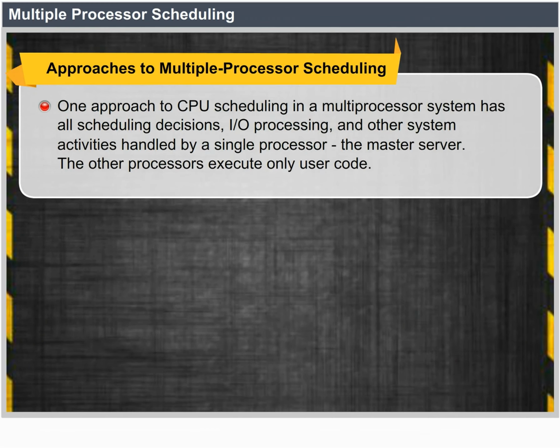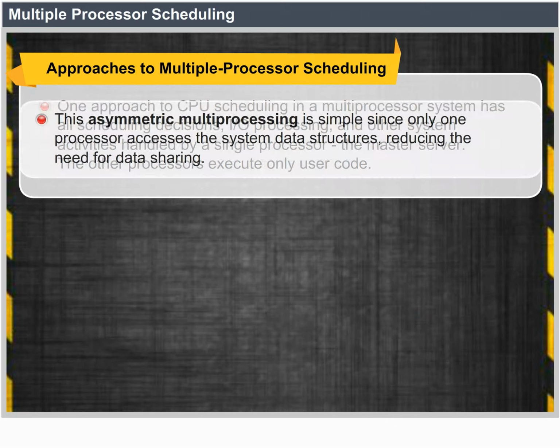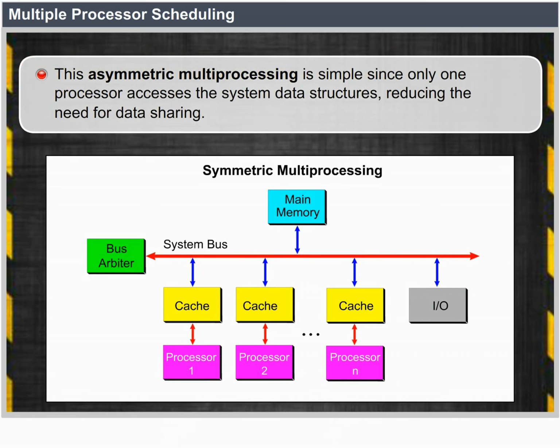Approaches to multiple processor scheduling. One approach to CPU scheduling in a multiprocessor system has all scheduling decisions, input-output processing, and other system activities handled by a single processor, the master server. The other processors execute only user code. This asymmetric multiprocessing is simple because only one processor accesses the system data structures, reducing the need for data sharing.